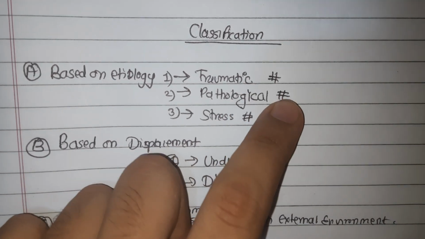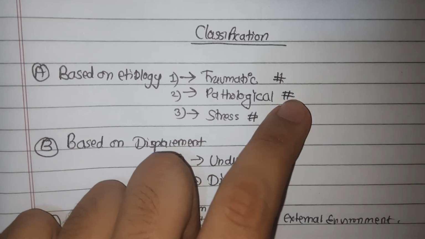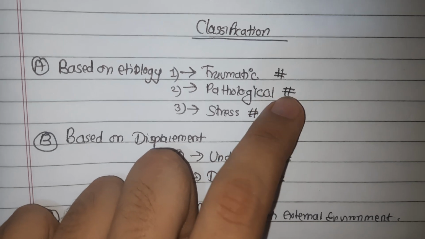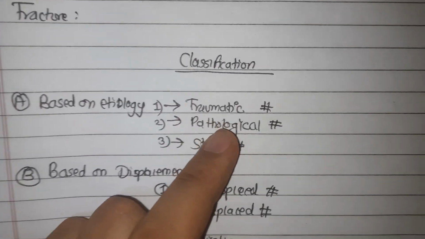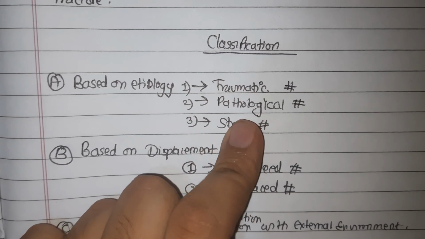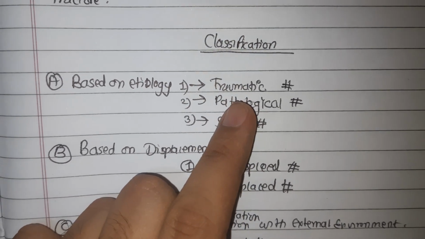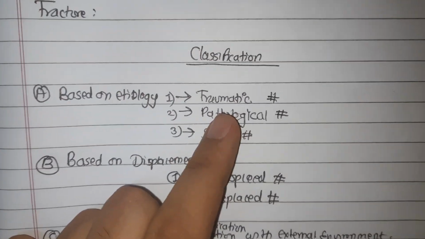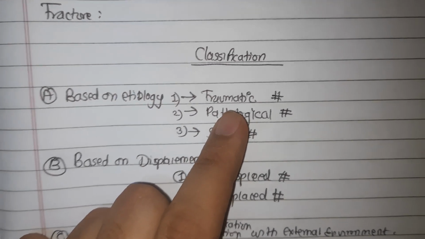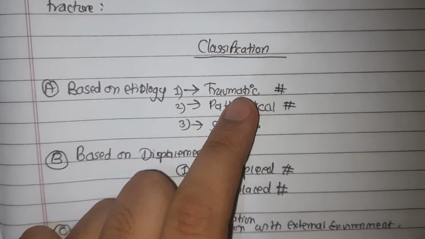And this symbol is represented as a fracture. The traumatic fracture: a fracture sustained due to trauma is called a traumatic fracture, and the majority of fractures in day-to-day practice fall into this category. For example, fracture by fall, road traffic accident, and so on.